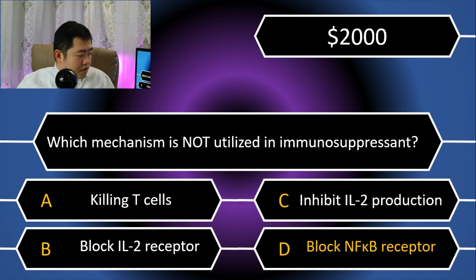Here is the catch. NF-kappa B is interfered with, but not at the receptor level; rather, at the transcription level by different types of corticosteroids. I hope you understand this very important key point.